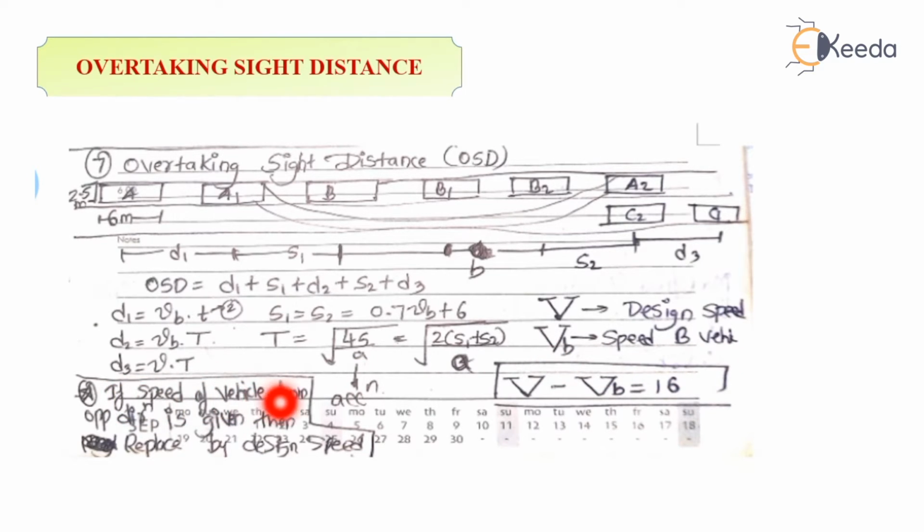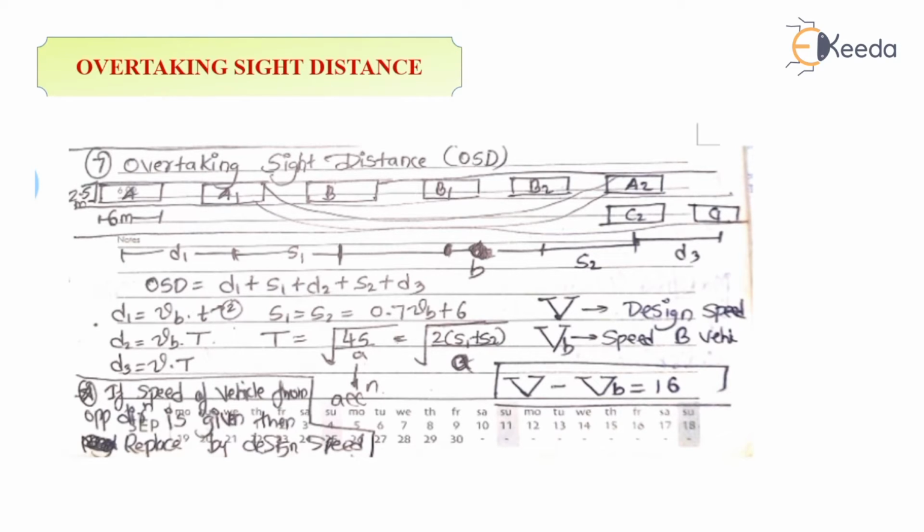Here I have written the note: if the speed of vehicle from opposite direction is given, then replaced by design speed. This is all the formulas I have condensed in this one slide, so that you can refer. So I will mention what are the factors that affect the OSD.